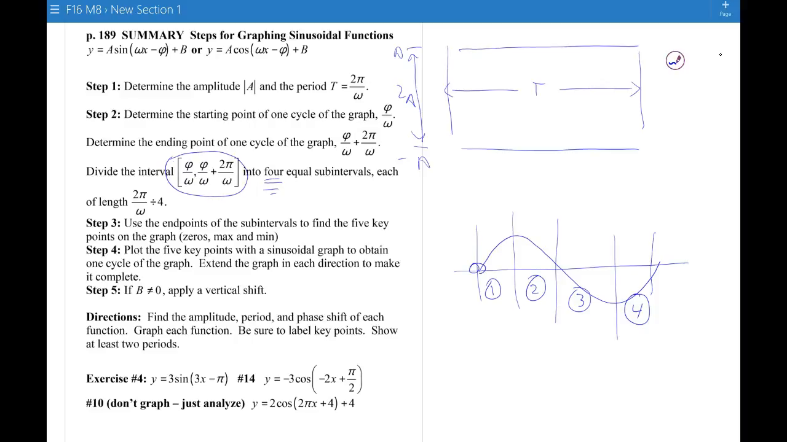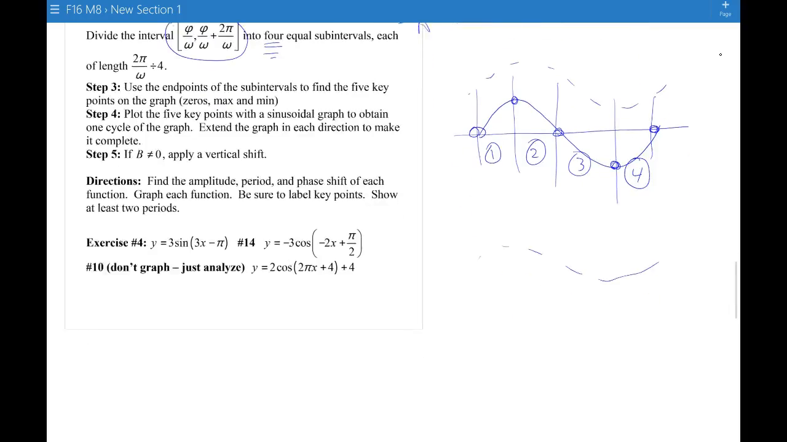So use the end points of the subintervals to find the 5 key points on the graph. So these are the zeros, max, and min. Those are your 5 key points, and then you should be able to draw the graph by now. So plot the 5 key points and extend the graph to make it complete. So usually I will ask you to draw 2 cycles of the graph, so be sure to read the instructions carefully. And if b doesn't equal 0, then at the end you might need to do a vertical shift, up or down.